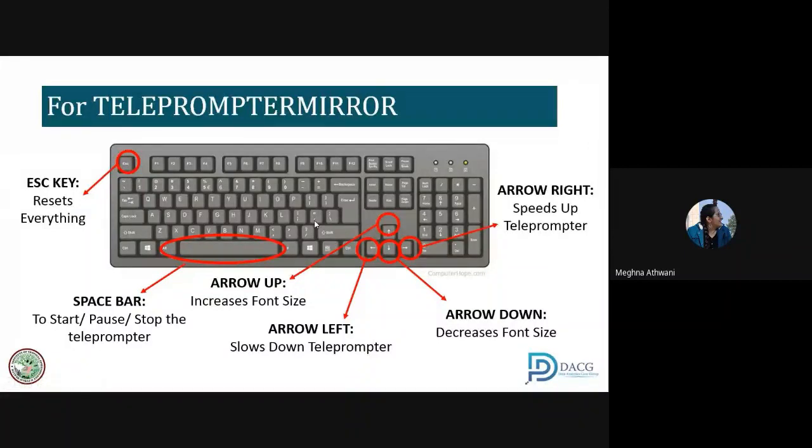Kindly remember these commands. The space bar is again to start, pause, or stop the teleprompter. The arrow up is for increasing font size. The arrow down is decreasing font size. Arrow left slows down your teleprompter. And arrow right speeds up your teleprompter.